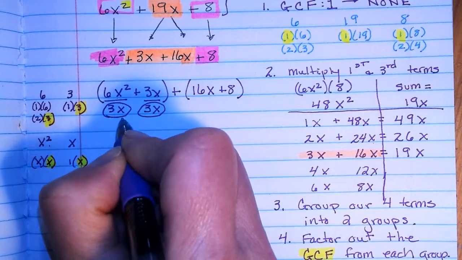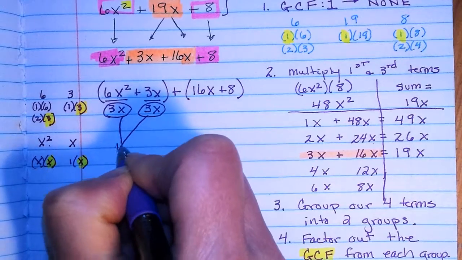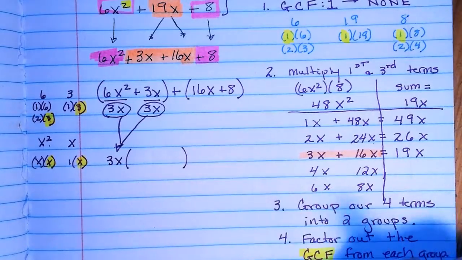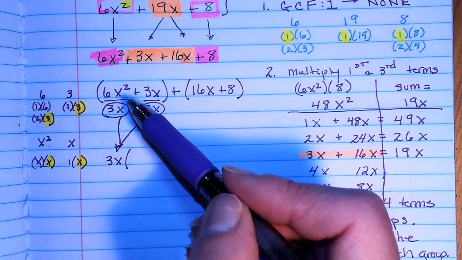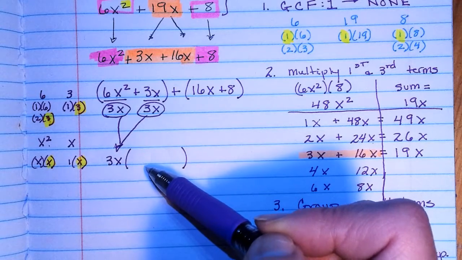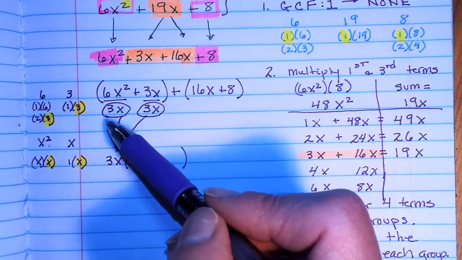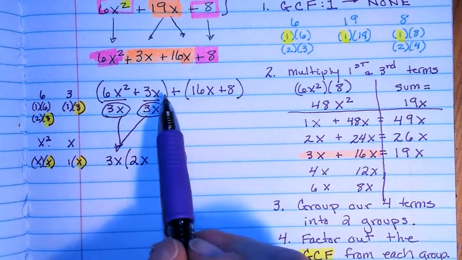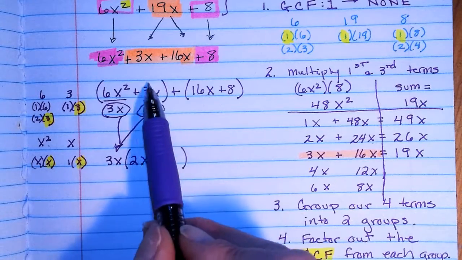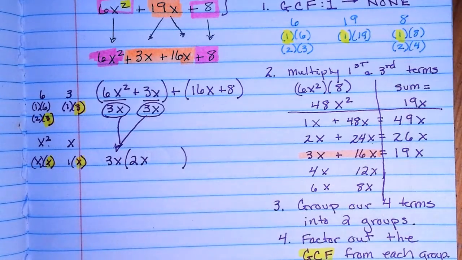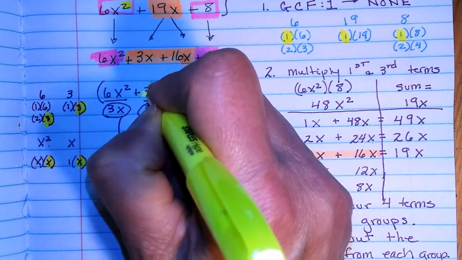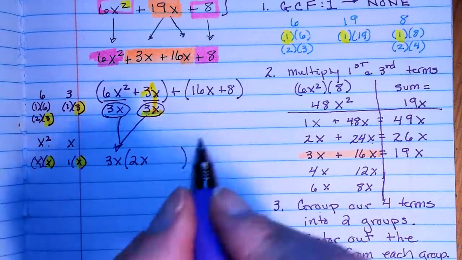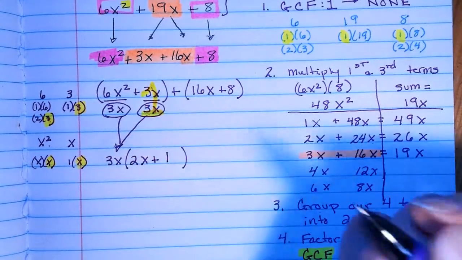The next thing we do is we write it out in front of that parentheses. So we have 3x. Then I'm going to write the parentheses, and then I'm going to divide. So 6x squared divided by 3x gives me 2x. And this is important, this is where people will mess up. 3x divided by 3x gives me 1. That is the number 1. So I'm going to write plus 1.